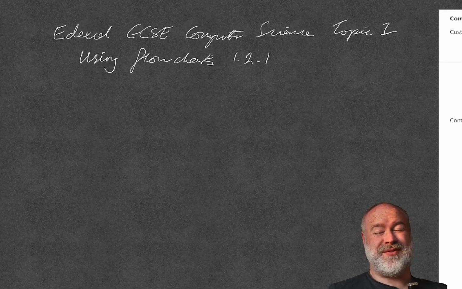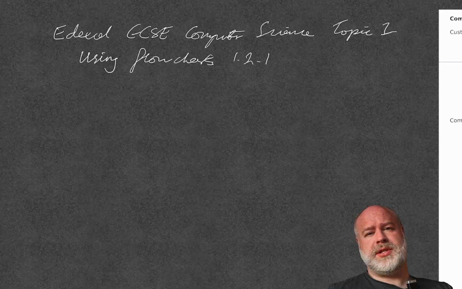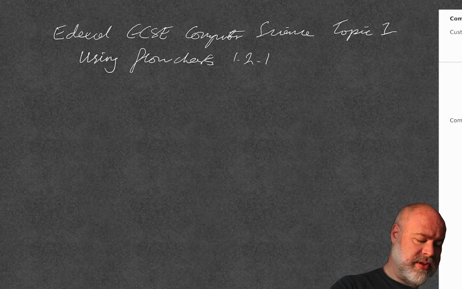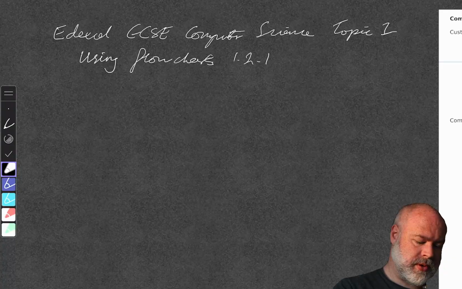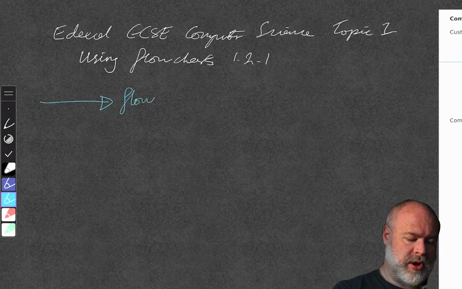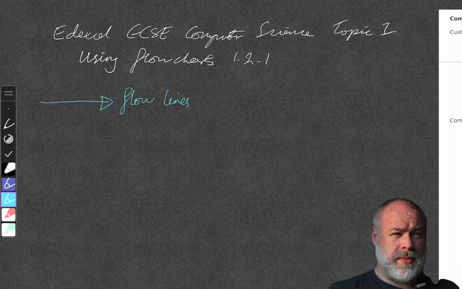We're going to be looking at flowcharts, which will cover 1.2.1 in topic 1 of Edexcel's GCSE Computer Science course. Let's have a look at the different flowchart symbols. You're going to have lines, which are called flow lines. And you just need to remember all these symbols.